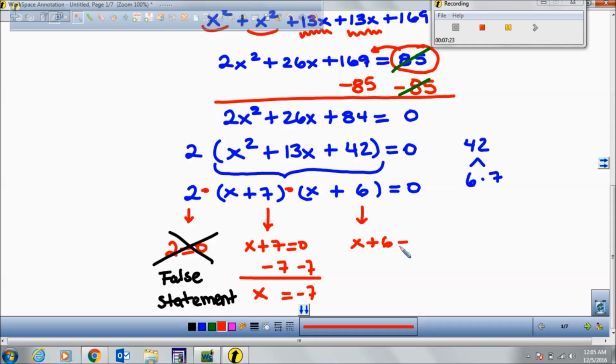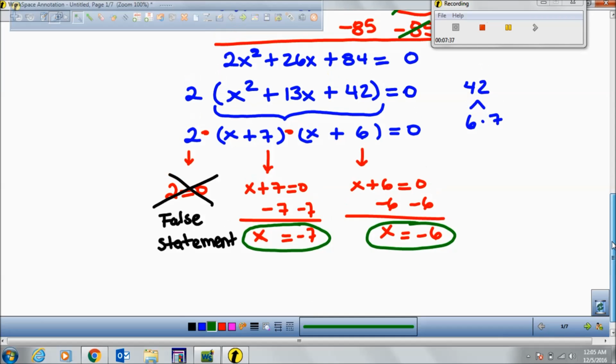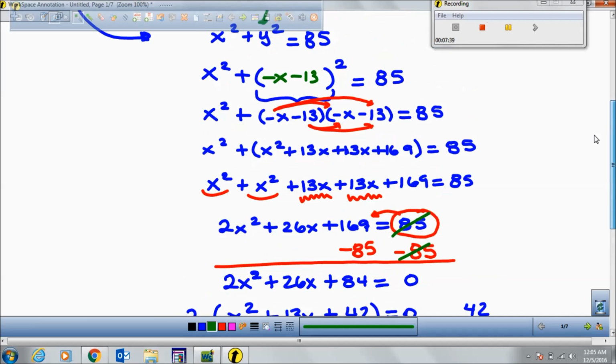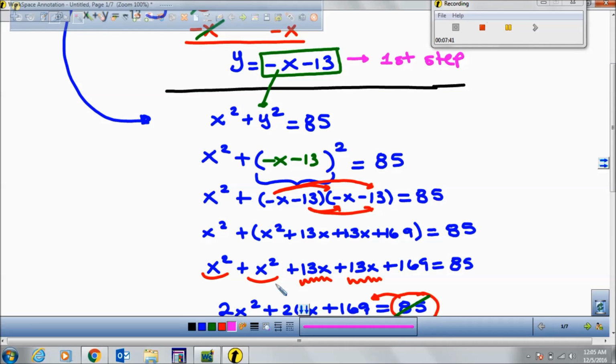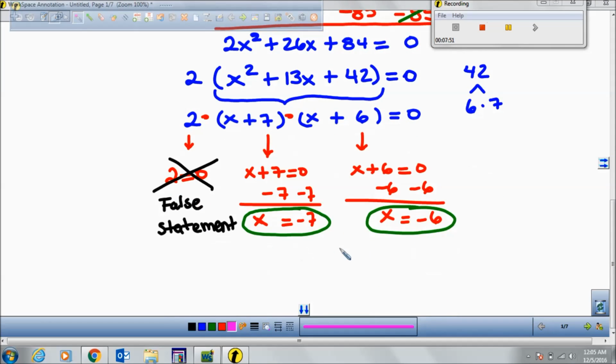X equals negative 7, sorry. X plus 6 equals 0, minus 6, so this is x equals negative 6. So these are the two values of x that I got. Okay, so this was step 2, basically. The substitution of the y value into the y of the other equation gave me these two x's.